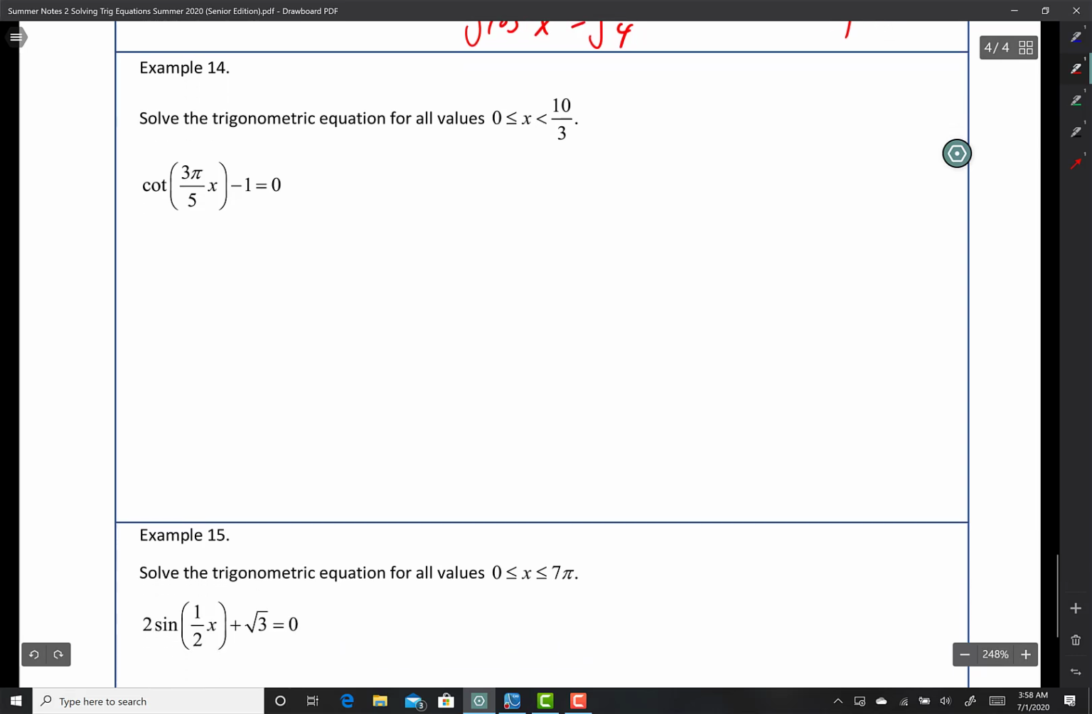So here it is, example 14. This one's one of the tougher ones. And I did this on purpose. I put one of the harder ones here so you guys don't say, oh, Travis, you're just doing the easy ones. So recognize the domain. It's between 0 and 10 over 3.